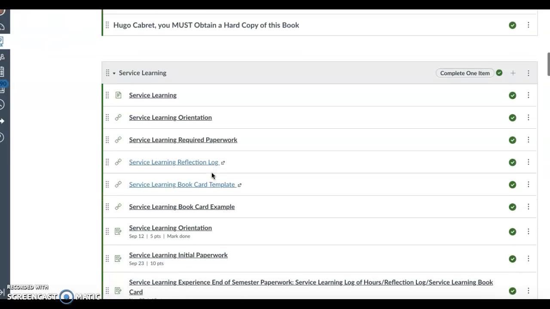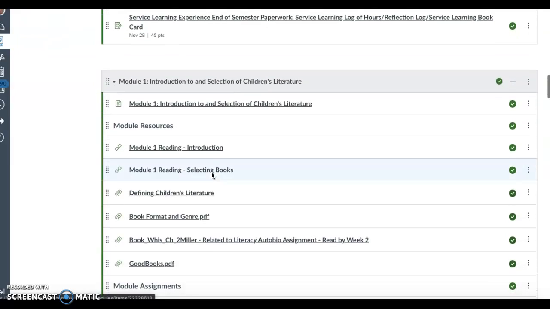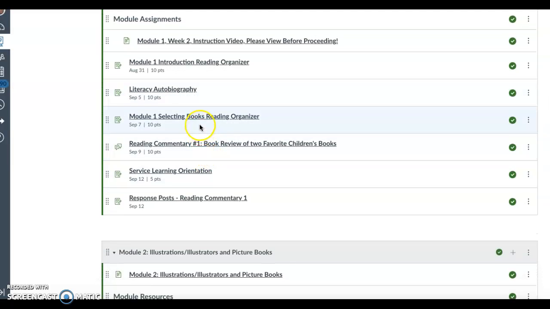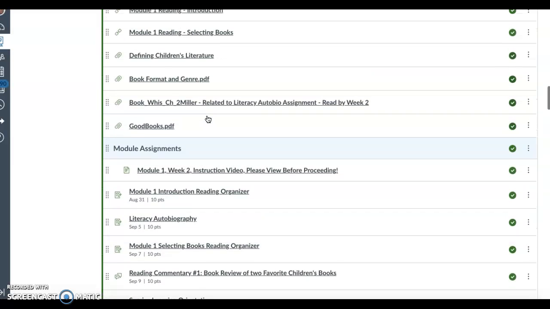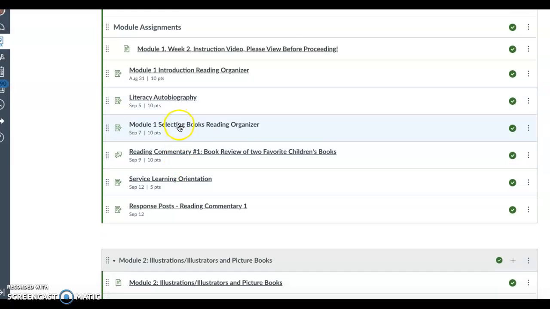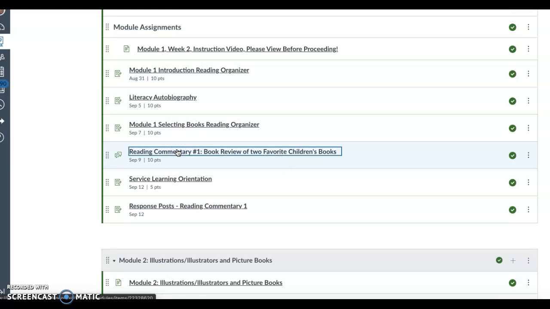Okay, as we jump back over, you will find that that was the end of week 1 of module 1. There are typically 2 weeks in each module. And so for week 2 of module 2, you will have on Tuesday your selecting books reading organizer. It's going to follow the same format that was last week for the introduction, but you will use the selecting readings to answer this organizer.